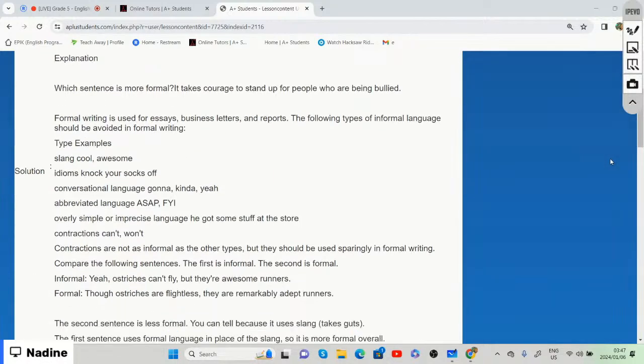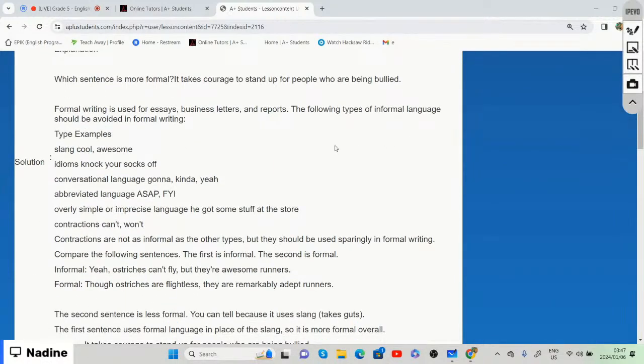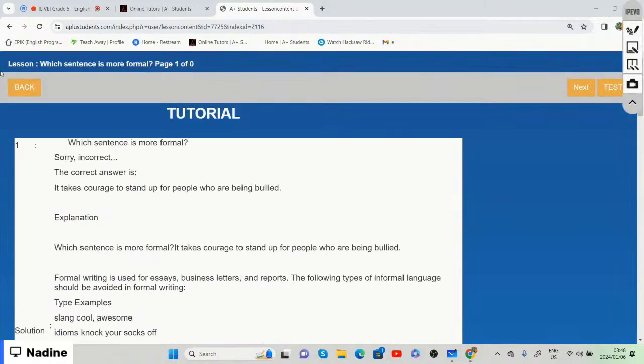All right, and also when it comes to formal and informal writing, we say that when it comes to formal writing, then there are certain things that you need to avoid, like slang, idioms, conversational language, abbreviations, contractions, and so on. All right, so that's the end of our lesson, grade 5.